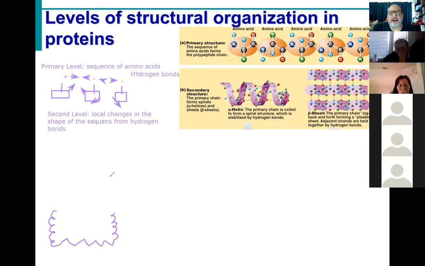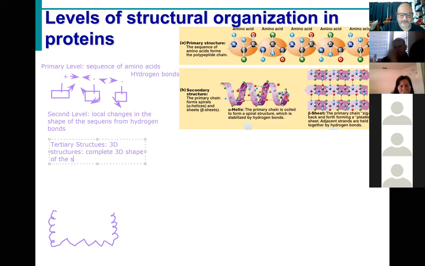Now notice when you put all three of them together, the individual secondary structures come together to form what we call the tertiary structure. The tertiary structures, or the three-dimensional structures, are the complete 3D shape of the polypeptide formed by the secondary structures.